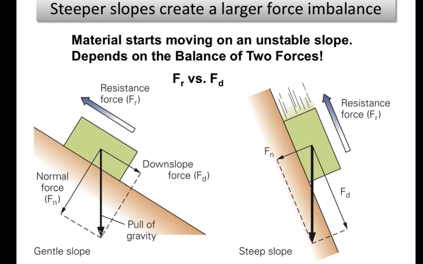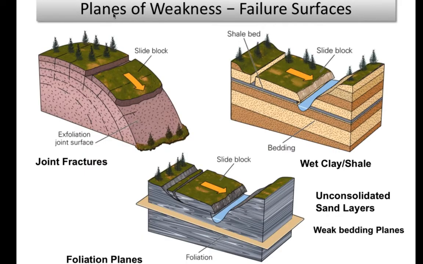So if we can calculate the pull of gravity, right, draw a vector for it, and then we're going to have lines that go to either the downslope force or the normal force here. So when we have a steeper slope, you see the steeper slope, now the pull of gravity is still vertical, but now note that we have a much longer downhill force than we have a normal resistant force here. So when this downslope force exceeds the normal force, we're going to have the tendency for slippage. Other features is we need to develop a plane of weakness, right, or that failure surface.